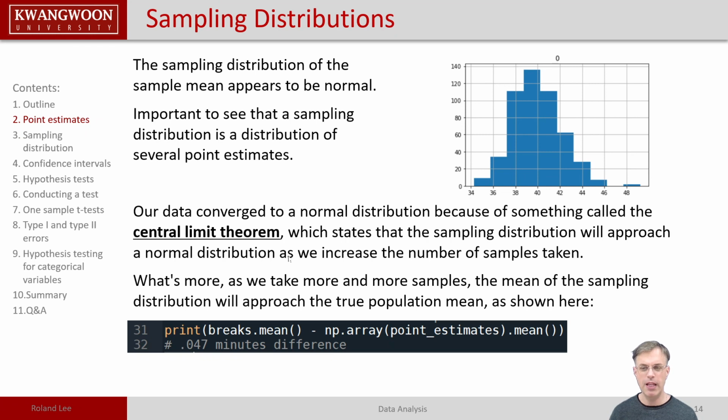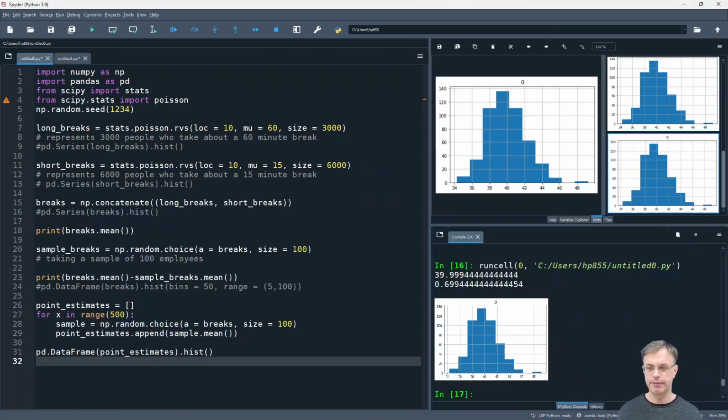So the central limit theorem states that the sampling distribution, the distribution of point estimates, will approach a normal distribution as we increase the number of samples taken. What's more, as we take more and more samples, the mean of the sampling distribution will approach the true population mean, as we also can see.